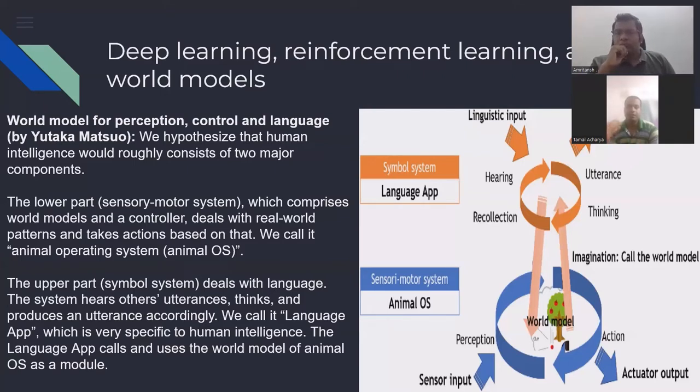The moment you tell stories, we try to imagine. That's called a mental canvas, like an internal world model; we immediately visualize things, because we understand better with a visual diagram than with a table or written text. If you see the diagram here, there are linguistic inputs: hearing, utterance, thinking, recollection. Those get processed, and your mental canvas then works on them, and you imagine things.